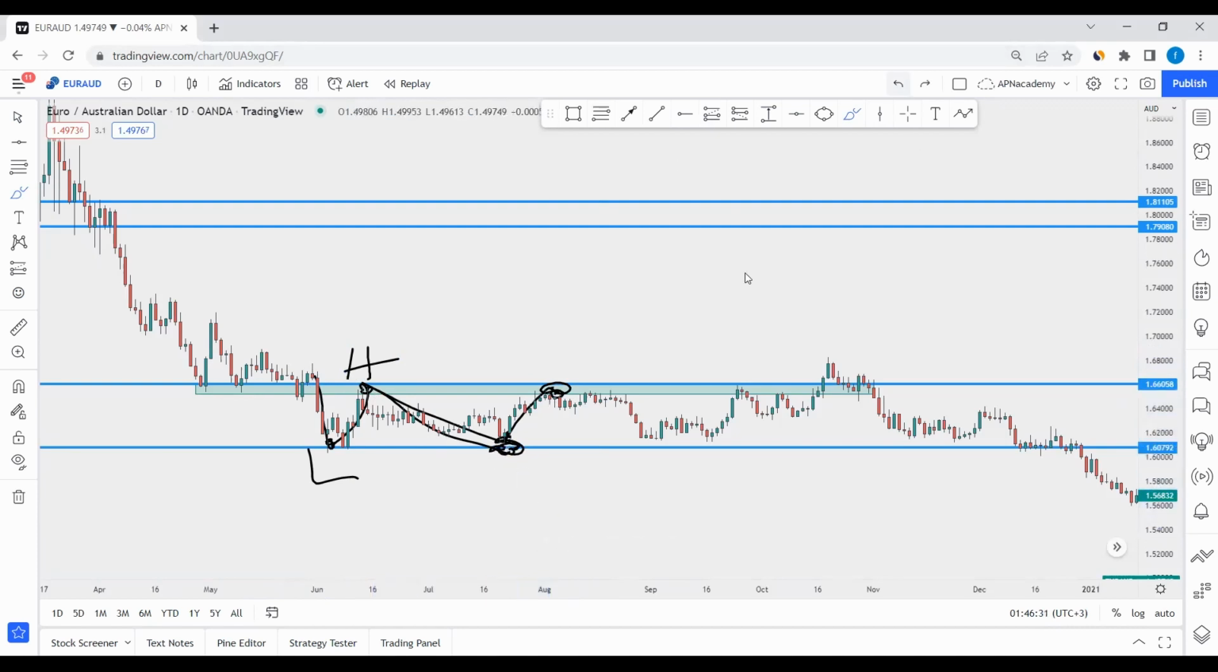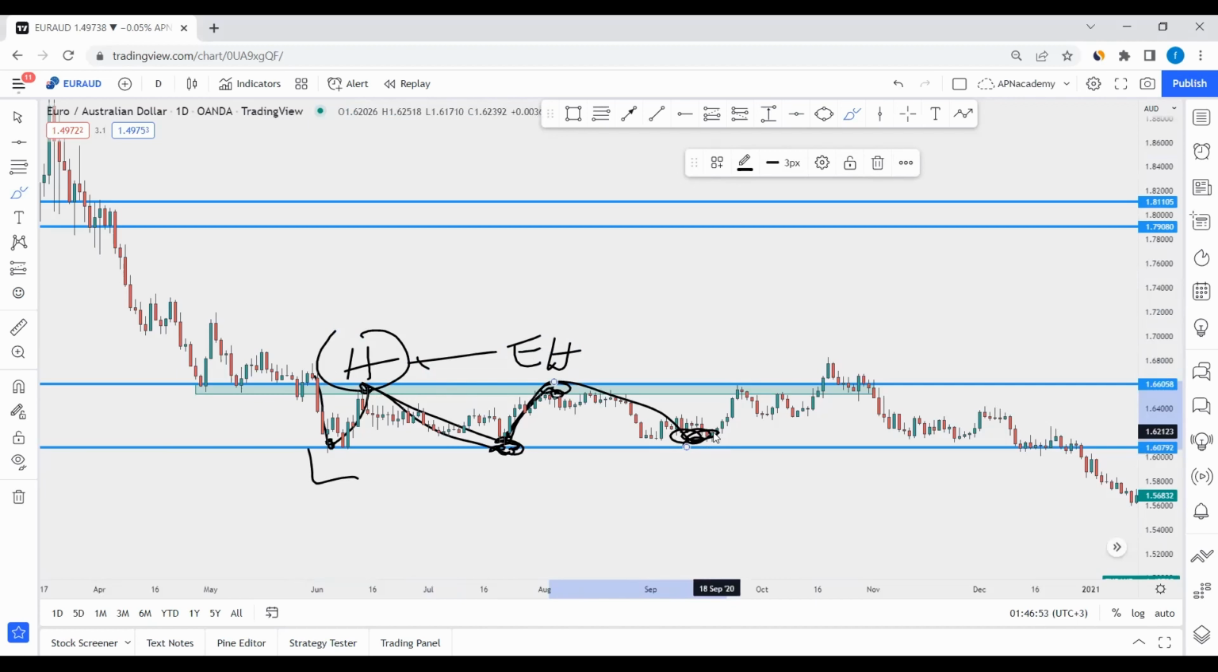But instead, what did it do? It went up. And when it went up, we expect it to create a high. But instead, what did it do here? It created, what did it do? It created an equal high, right? Equal high because it's at the same level with this previous high, this one here, right? Then again, the market came back down, right?